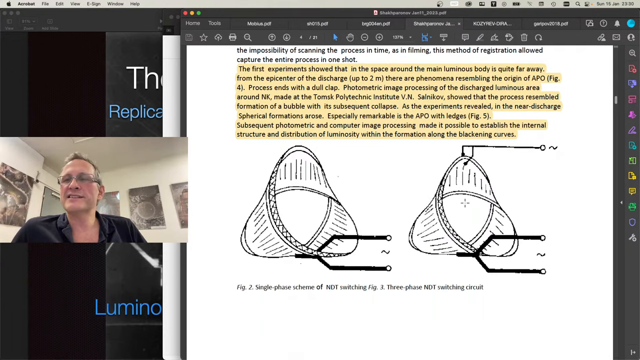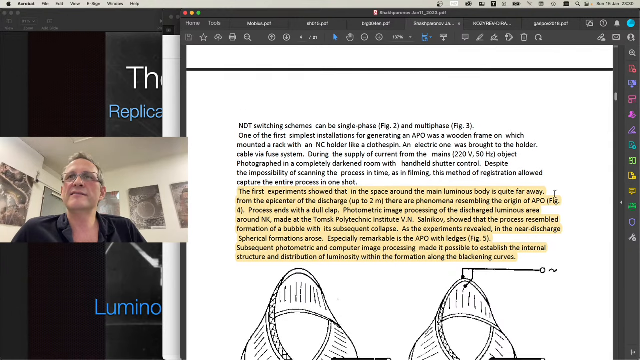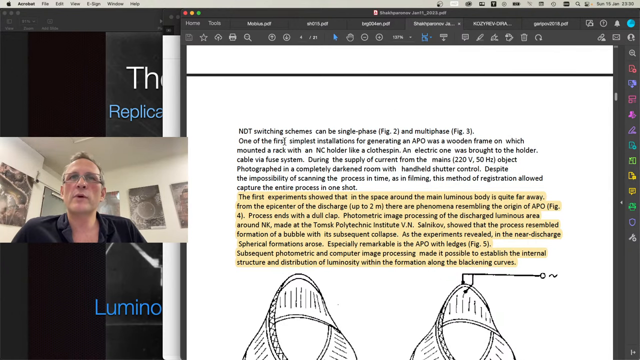And multi-phase. So this is a means where you can attach a multi-phase sort of setup to it. One of the first simplest installations for generating an APO was a wooden frame on which mounted a rack with an NC holder like a clothespin. So literally like a clothes peg type thing. An electric contact was brought to the holder via a fused system.